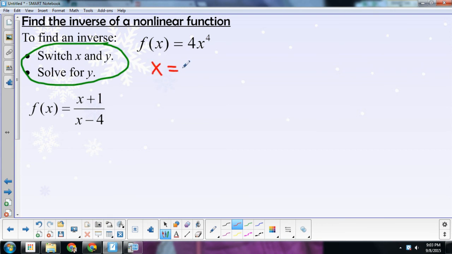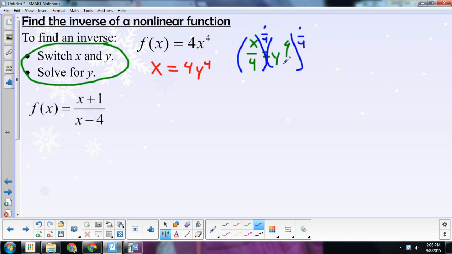I'll say that x is equal to 4y to the fourth. And then I'll solve for y. Steps being to divide by 4. So I'll have x divided by 4 is equal to y to the fourth. And then to undo a power, I'd take a root. Or I could raise it to a rational exponent like 1/4, which is the same as taking the fourth root.